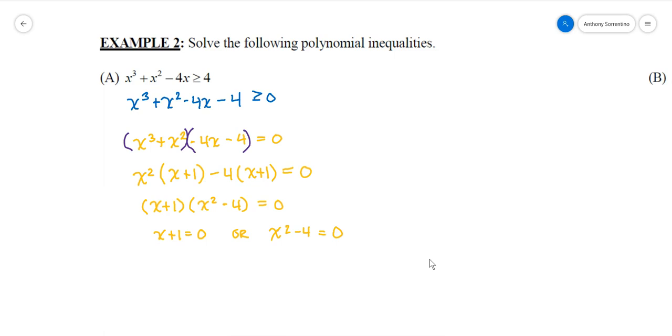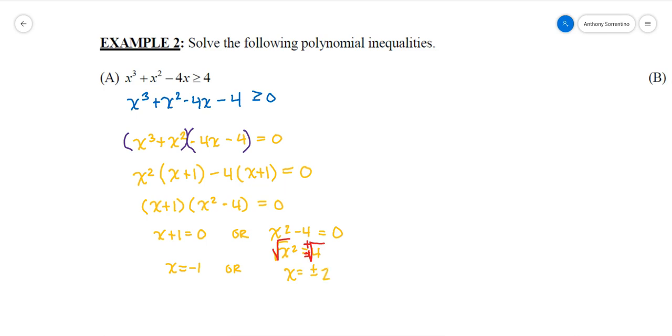This one here, I subtract 1 from both sides, x equals negative 1 is my answer. Or here I'm going to have x squared equaling 4 when I add 4 to both sides. I put a square root into this, which means a plus or minus square root has to be put here. And so I'm going to have, as a result here, x equals plus or minus 2.